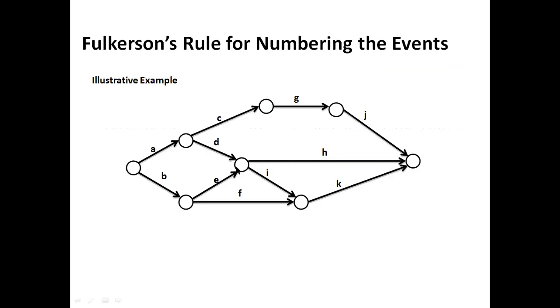Say for example, if you take A and B, A has no preceding activity, and B has no preceding activity. But when it comes to C, the activity C can be started only when activity A is completed. And again for D, the activity D can be started only when activity A is completed. Then for E, the activity B has to be completed, and only then can activities E and F be initiated.